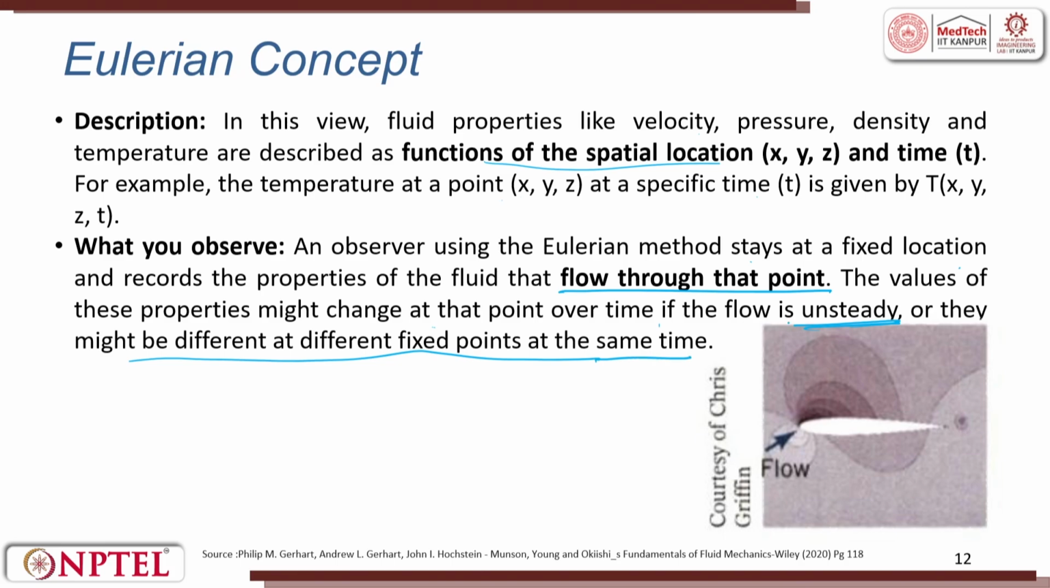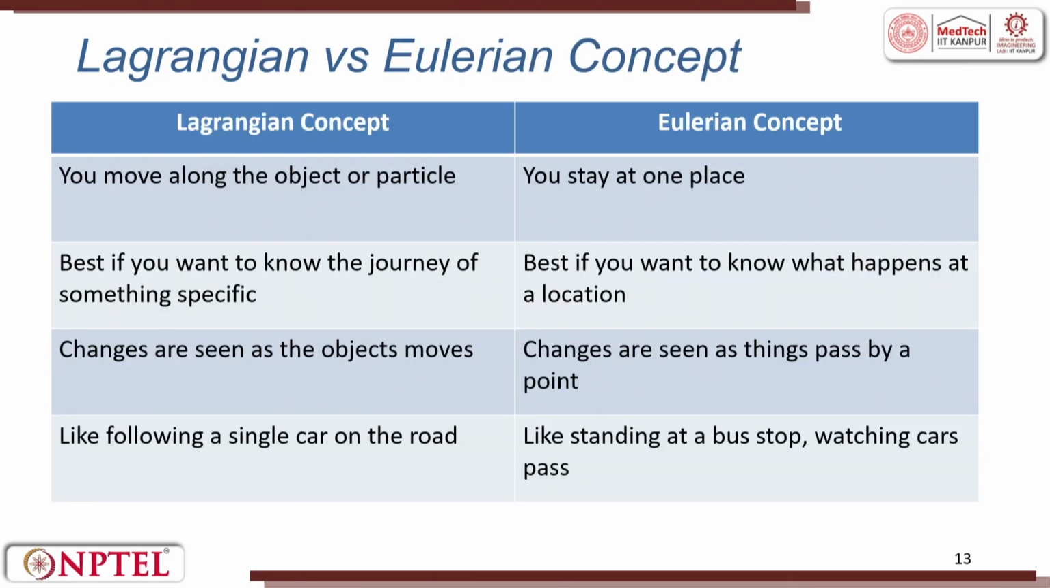When the fluid is unsteady, you can see here how the fluid is flowing. The values of x, y, z with respect to t might change at that point over time if the flow is unsteady. If it is a steady flow, there is not much change. In reality, there will always be unsteady flow, or the values might be different at different fixed points at the same time.